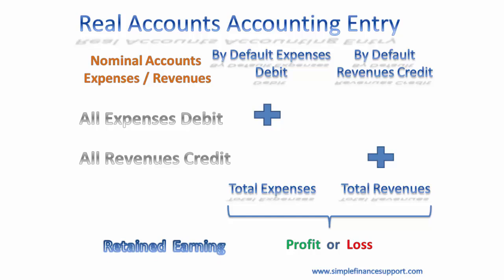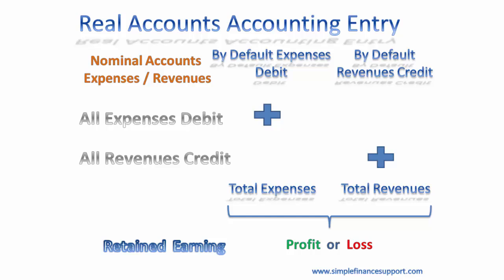Total expenses and total revenues obviously result in your profit or loss. So that is what we talked about as retained earnings. If you are retaining either profit or loss, if there is a loss, owner's equity will be reduced, and if there is profit, owner's equity will be increased, because the purpose of this entire entity is to record everything, and then whatever the result of your operations from sales and your expenses, you add it to the retained earnings positively or negatively. Okay, so this is the real accounts accounting entry.